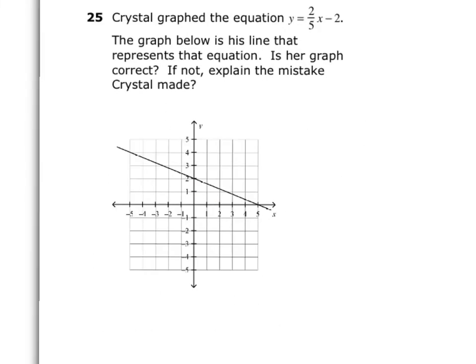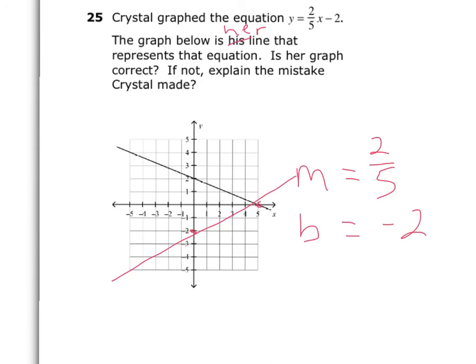All right, Crystal graphed the equation y equals 2/5 x minus 2. The graph below is his line that represents that equation. Is her graph correct? If not, explain the mistake Crystal made. Well, obviously, instead of his, it should say her up here. So that was mistake number 1. All right, so Crystal graphed this equation. So m is 2/5, b is negative 2. So we're going to start at negative 2 on the graph and then go up 2 over 5. And we can see that our line would go this way.